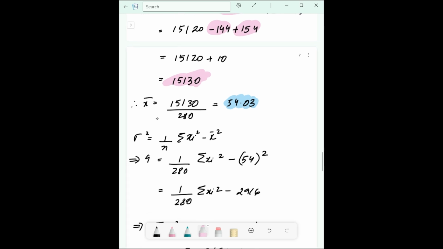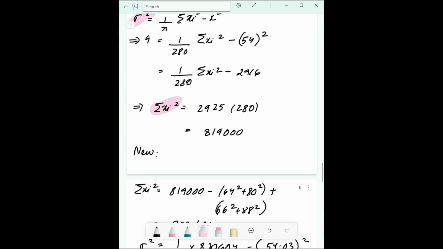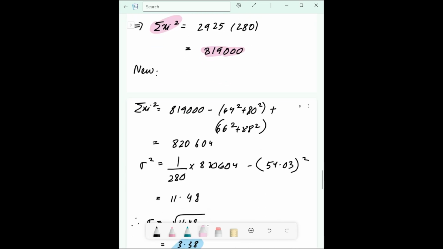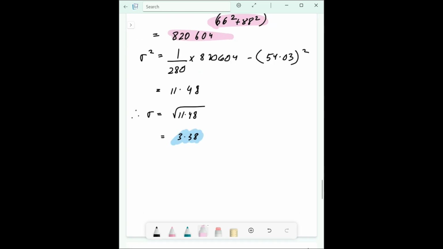Now you see, you find the mean: 15130, this is the new value, divided by 280, is 54.03. Then you find the variance, and you get the summation xi square like this, 819,819,000, and therefore the new summation xi square will be this. You take the squares and do the summation, 820604, and therefore you get the sigma, which is 3.38. Okay, so our detective work is done. The correct mean is 54.03 and the correct standard deviation is approximately 3.38.